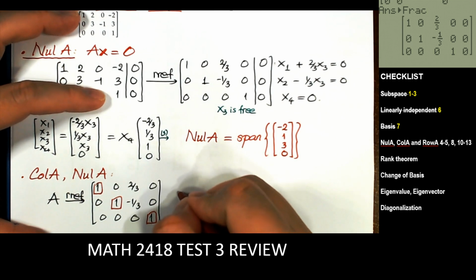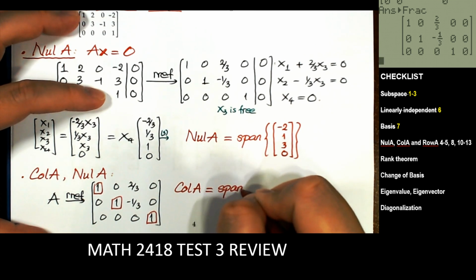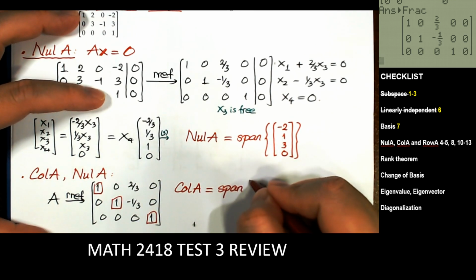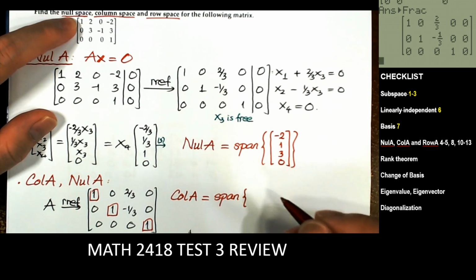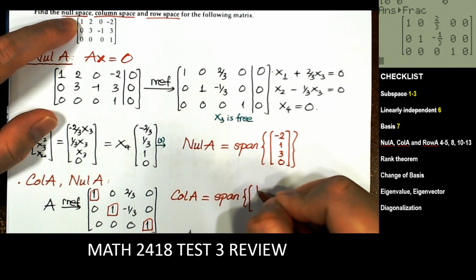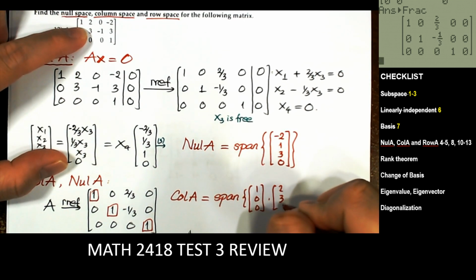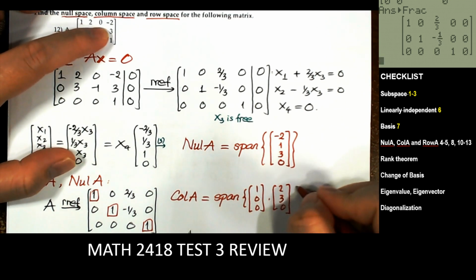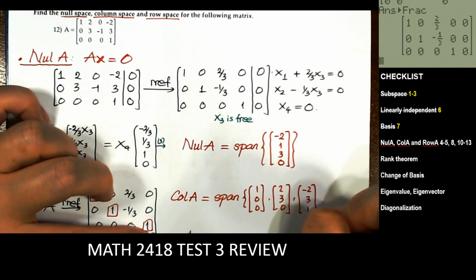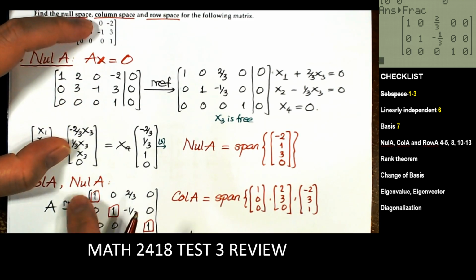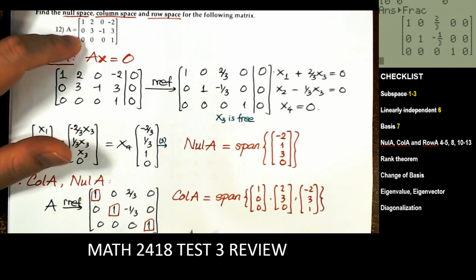So that's where we have the column space of A. It will be the spanning of not these three vectors, but the ones from the beginning, the original matrix. So we'll be including 1, 0, 0, that's the first one, 2, 3, 0 for the second, and negative 2, 3, and 1. So we just find the vectors corresponding to the pivot columns. So it's not this, but the columns from the beginning.